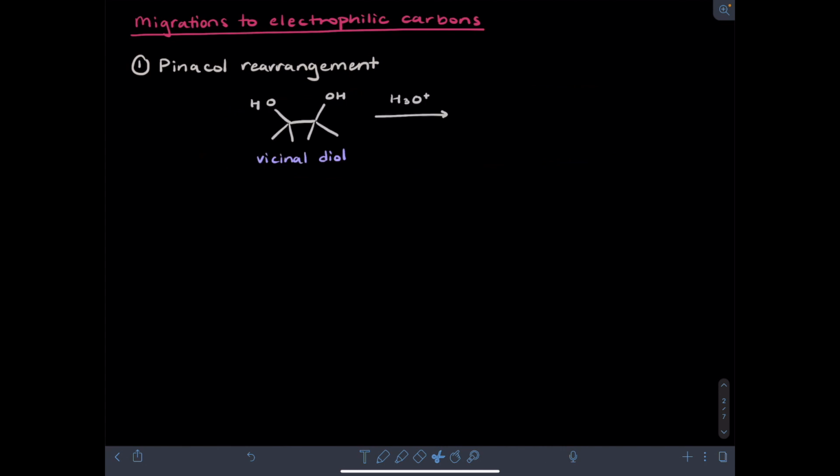The starting material for the Pinacol rearrangement is a vicinal diol, so a molecule with alcohols on neighboring carbons. And the reagent for this Pinacol rearrangement is an acid such as hydronium, or H3O+. The product of the Pinacol rearrangement is a ketone, and water is released as a byproduct.